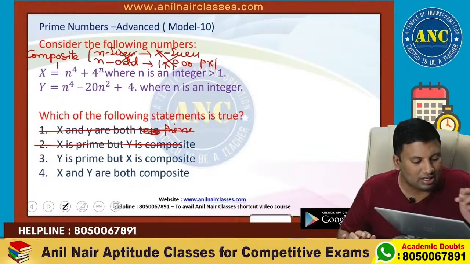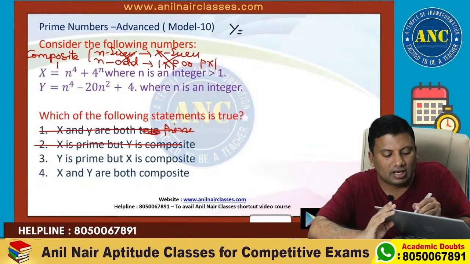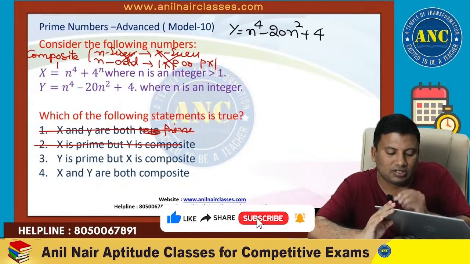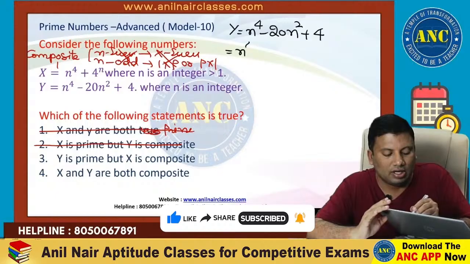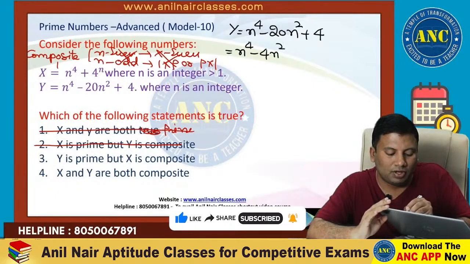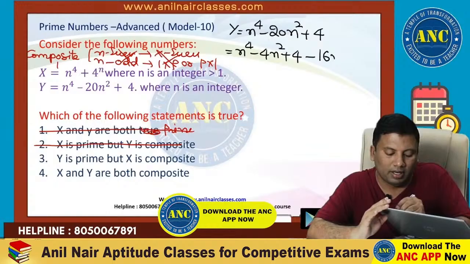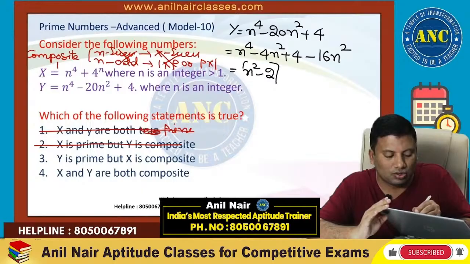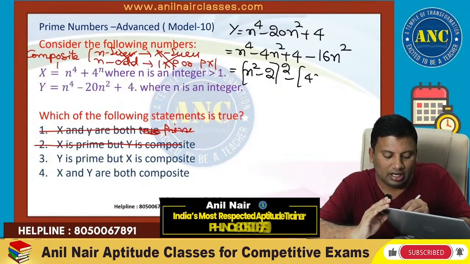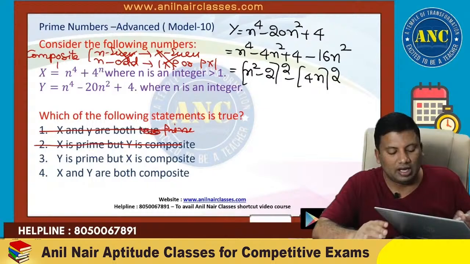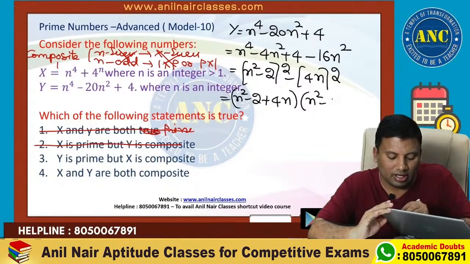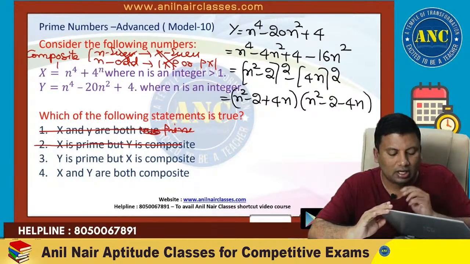Now, let us see the y value. Y is nothing but n power 4 minus 20 n square plus 4. This can be written as n power 4 minus 4n square plus 4 minus 16n square. This is nothing but n square minus 2 whole square, minus 16n square, which is 4n whole square. A square minus b square is a plus b into a minus b: n square minus 2 plus 4n into n square minus 2 minus 4n. Are you all with me?